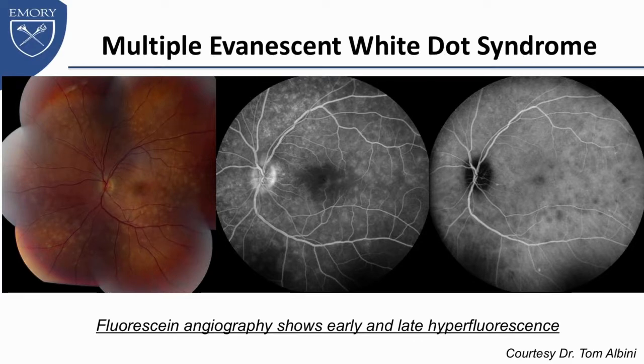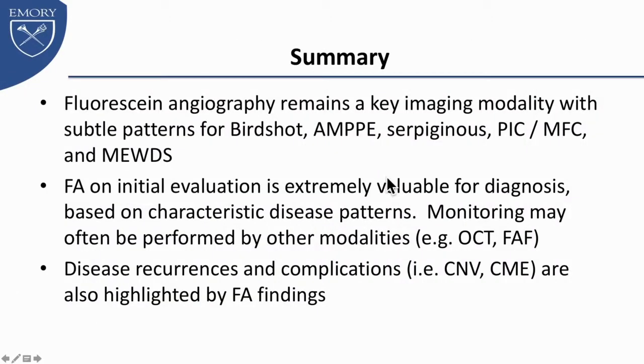But in this case that Tom showed, you can see this hyperfluorescence with these areas of foveal granularity. There's also sometimes you'll see these areas of hypocyanescence on ICG as well.